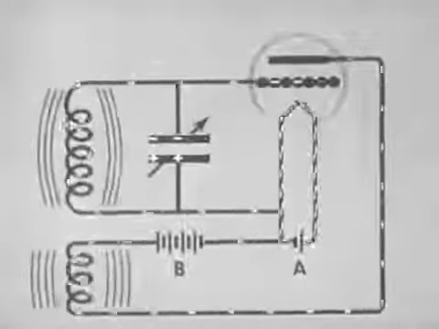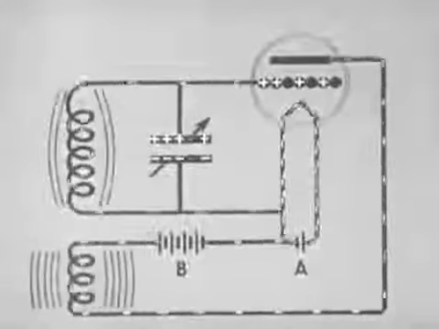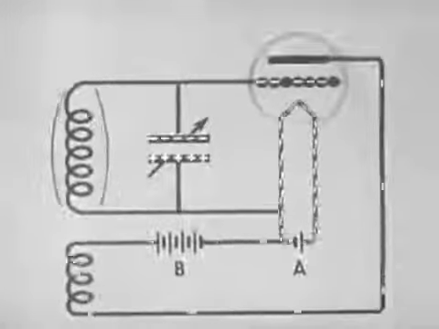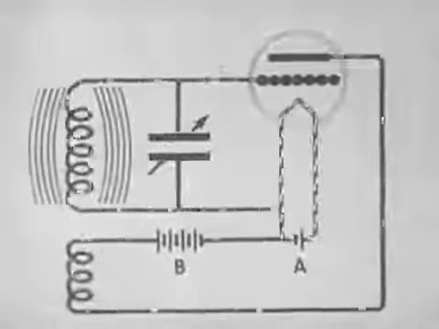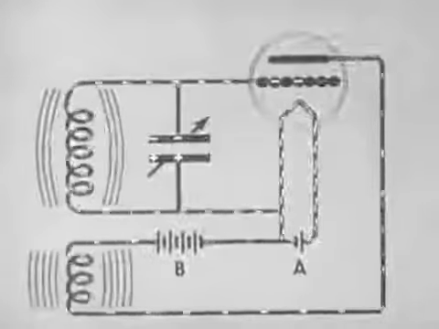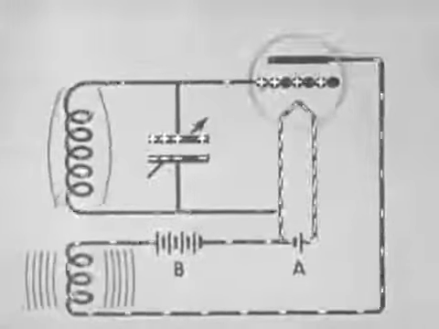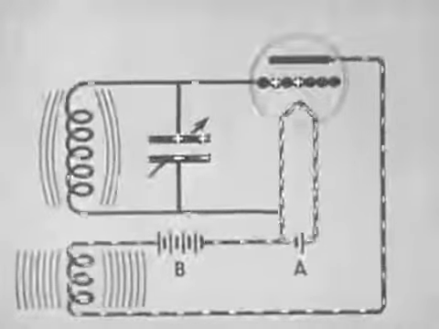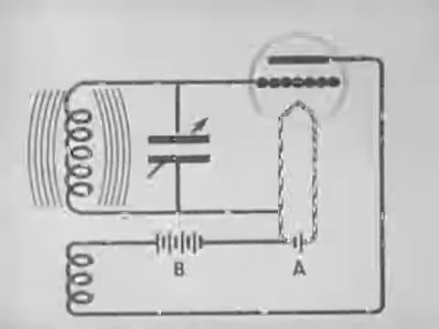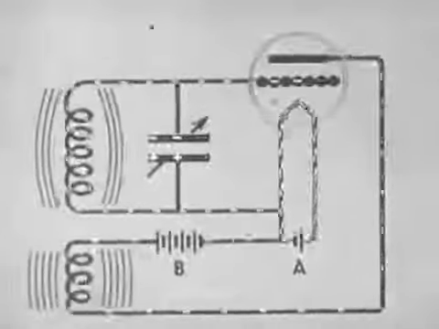The frequency at which the current alternates is determined by the resonant frequency of the grid circuit, which may be controlled by a variable condenser. The current may alternate millions of times per second. Direct current from the B battery is thus changed to a high-frequency alternating current in the grid circuit.